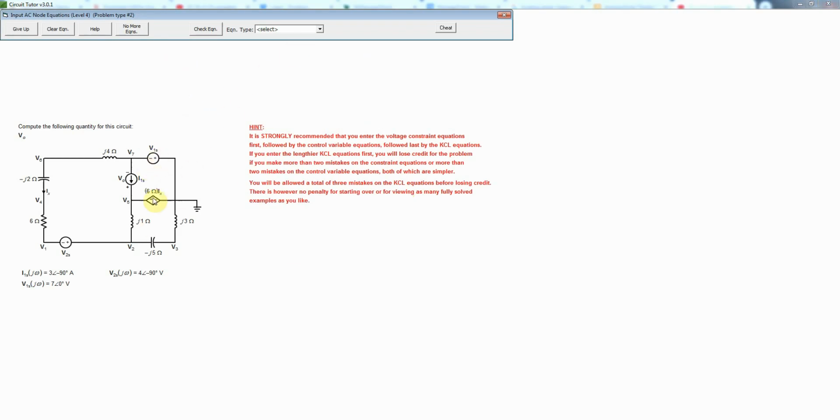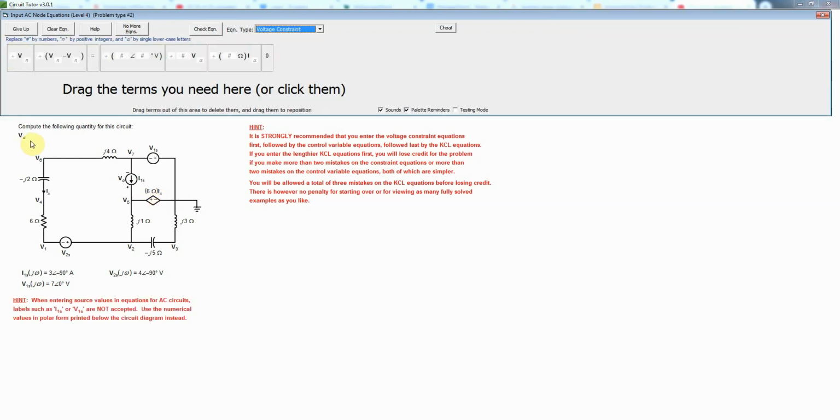And once again, now I have actually 3 voltage sources, so that will require 1, 2, 3 voltage constraint equations, because each voltage source requires a voltage constraint equation, whether it's independent or dependent, as in this case. So I'll select that, and it's good to start with those simple equations. So let's do V1S first. So that's going to constrain node 7 voltage with respect to ground.